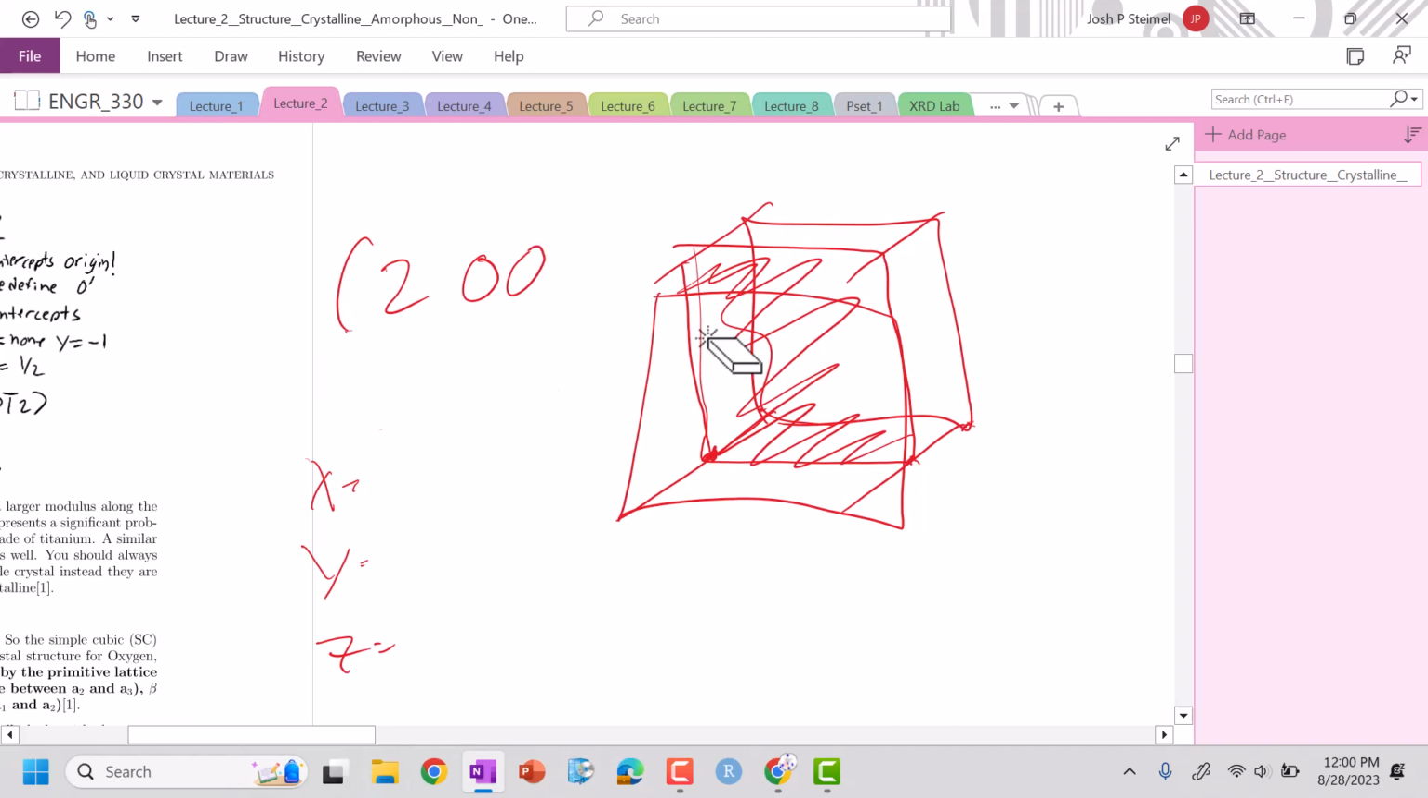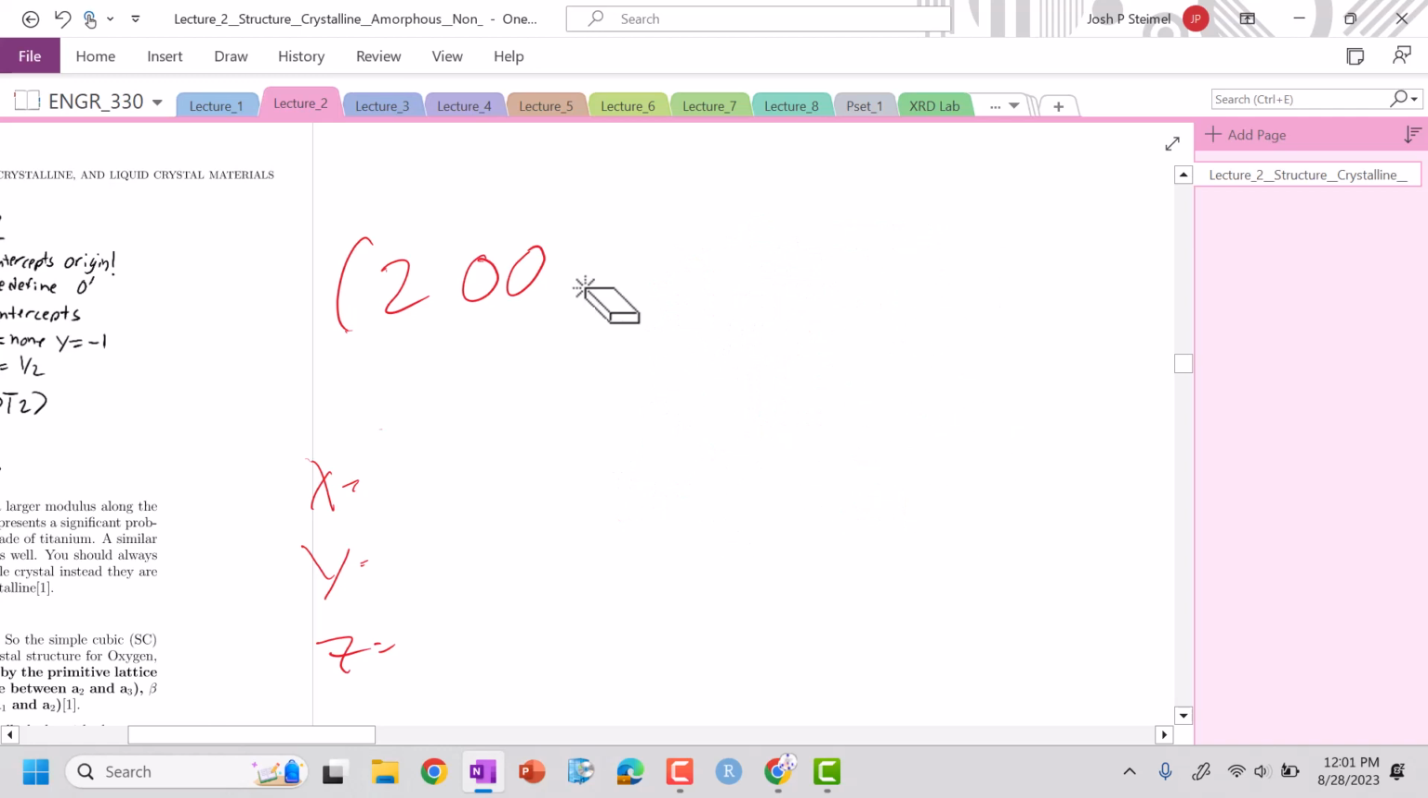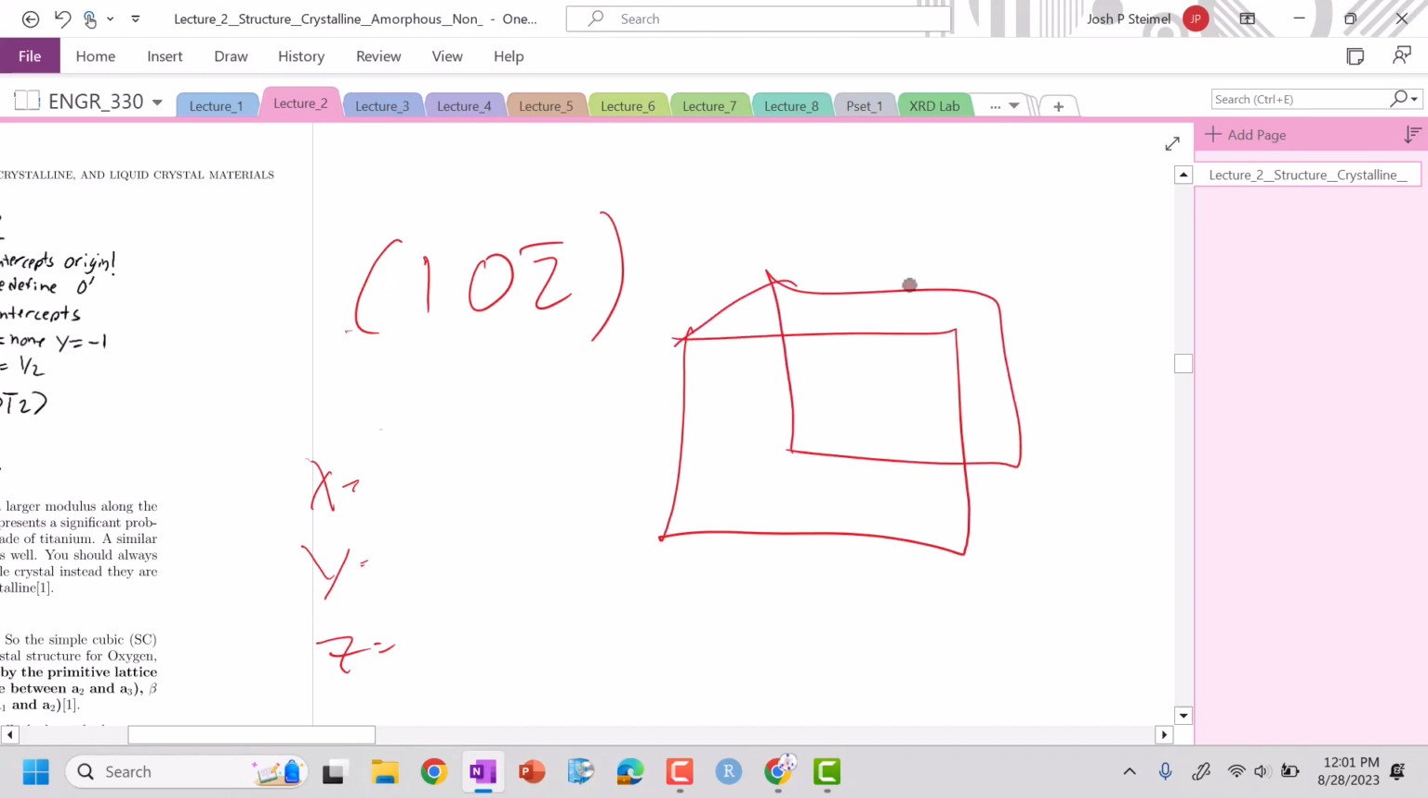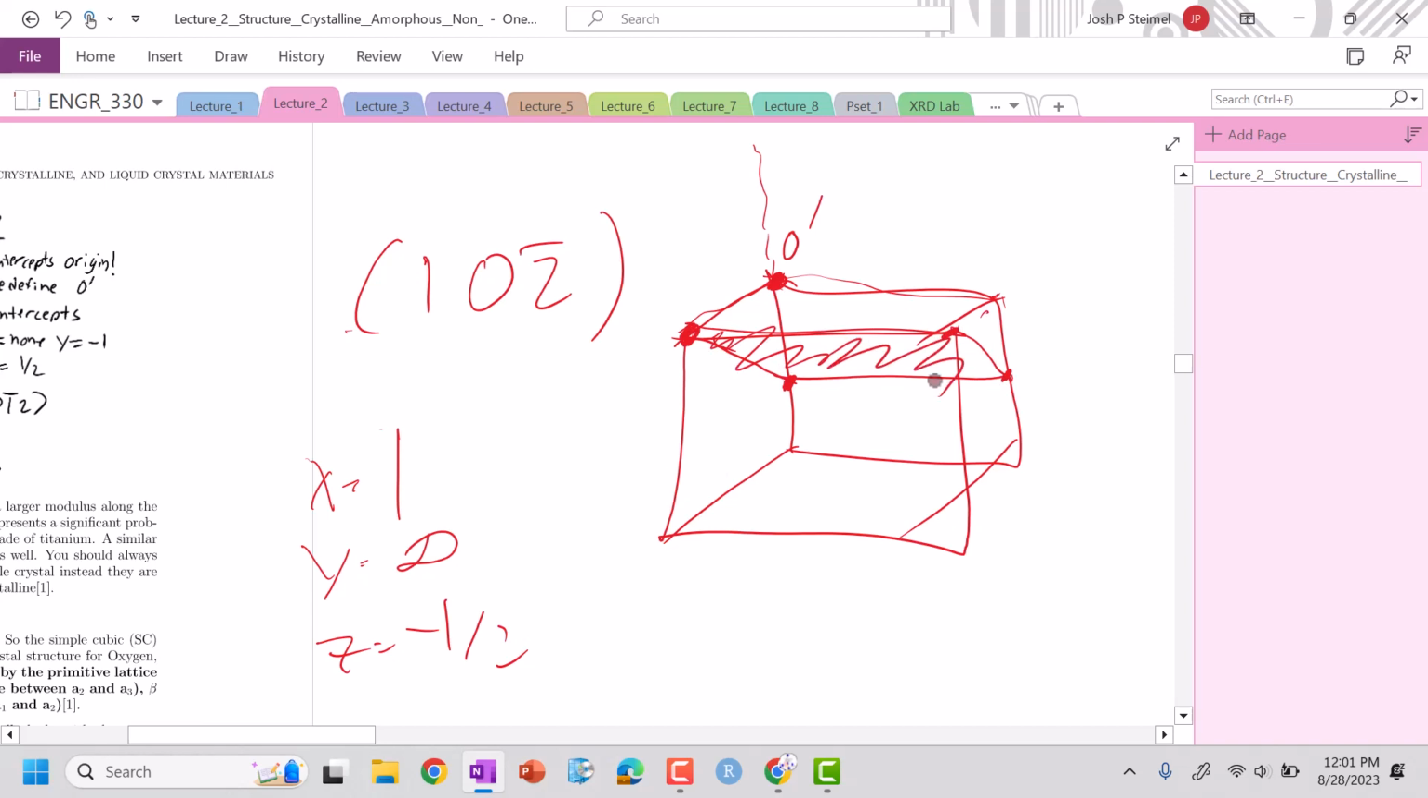What about if I have (1 0 2 bar)? This is where things get a little bit difficult. Once you see a negative in play, you want to start out by redefining your origin. So I know that my z-intercept is going to be at -1/2. My y is going to be infinite, and my x is going to be 1. So I need my origin at the top. So I'm going to redefine my origin here at the top. So here's my new origin. From here, where do I intercept x? Right there, and I intercept z at -1/2. And I'm going to connect. If I were to move my origin here, it would be the same thing. Then I could just connect. So once you see that negative, you need to reset that origin immediately.